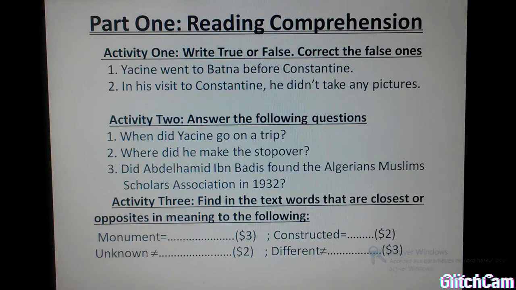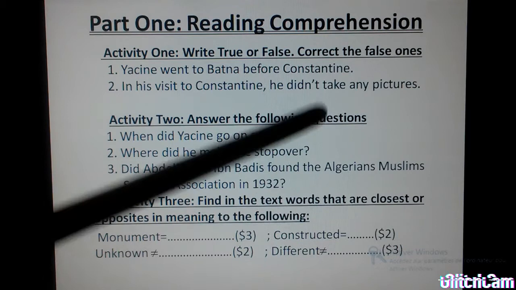If the verb of the question is in the past, the answer is going to be in the past, of course. Third question, did Abdelhamid ibn Badis found the Algerian Muslim Scholars Association in 1932? Here, when you have a question with an auxiliary did or was or is, it means it's a yes or no question. Generally here, you've got three questions.